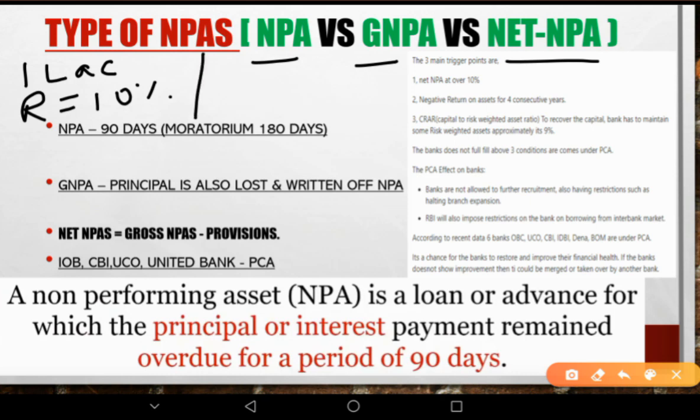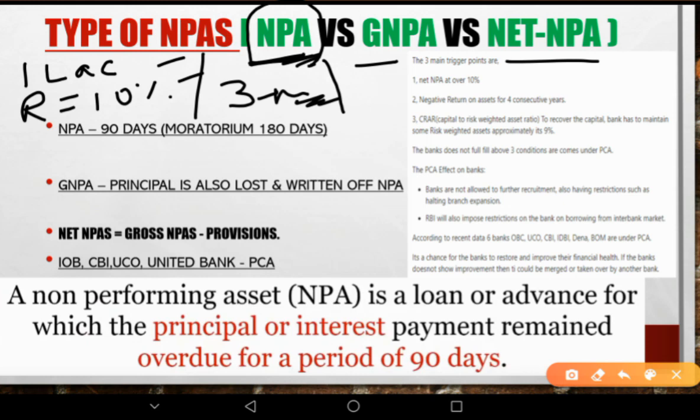But after 1 year, he says that, sorry, I don't have any money, I am not able to pay. Whatever you can do with me. So this is not NPA. But if for 3 months he is saying the same thing and he is not paying the amount, either interest or principal amount, this is the point to be noted, either interest or principal amount, then it will be an NPA. After 3 months, it's an NPA or bad loan.